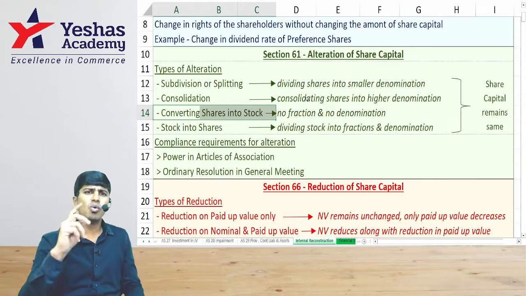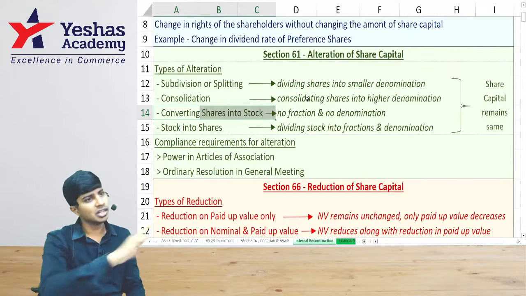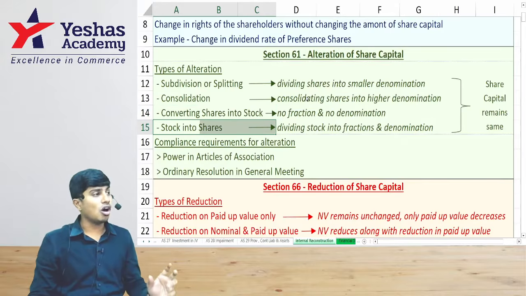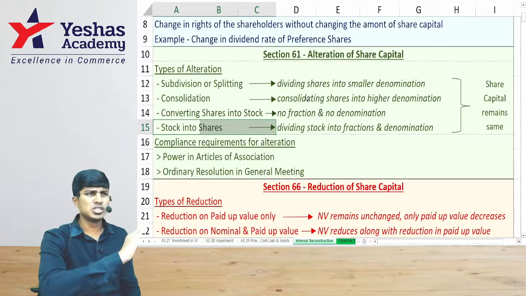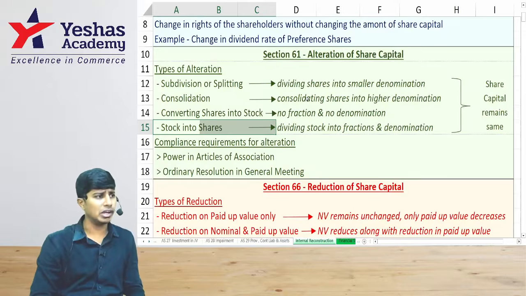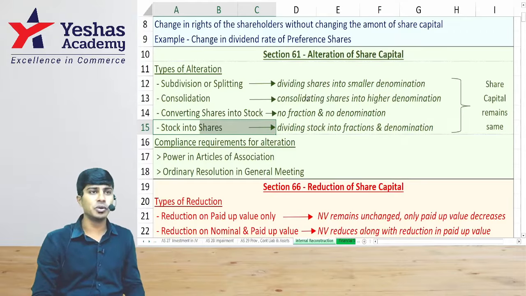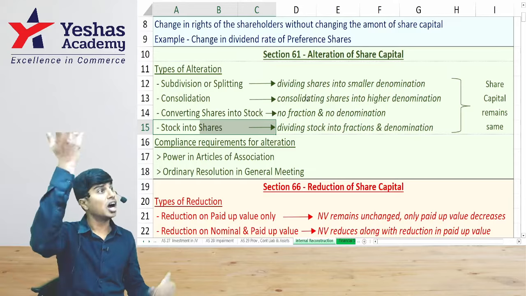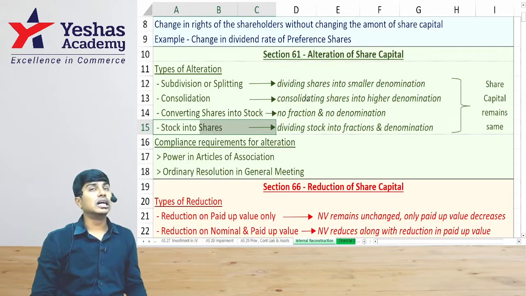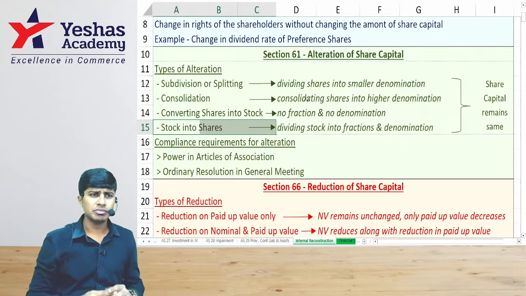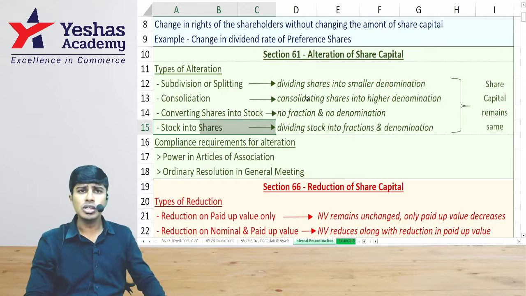Later it can decide what denomination it wants, what fraction it wants. Then it can convert the stock to shares. Stock is rupees 1 lakh. There is no number of shares, there is no per unit value. Then they can later decide 1 lakh rupees to be divided into 10,000 shares of 10 each, or 1,000 shares of 100 each, or 10 shares of 10,000 each. That's up to them. That is conversion of stock into shares.